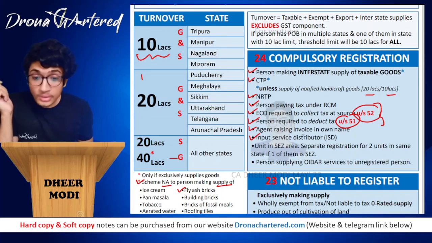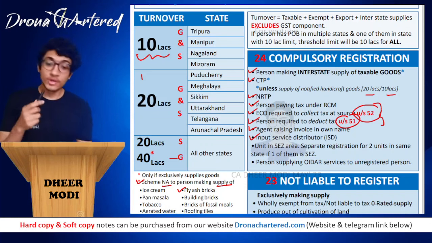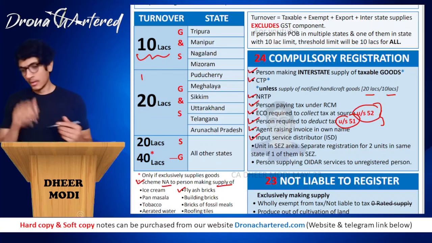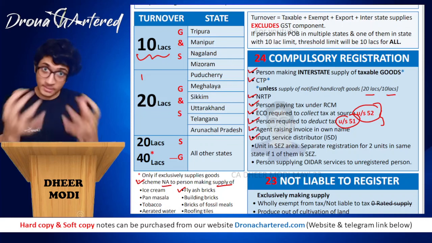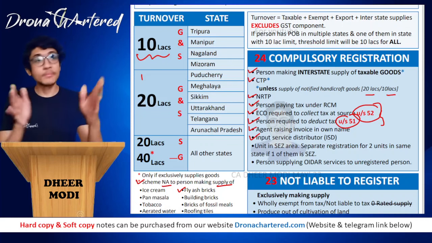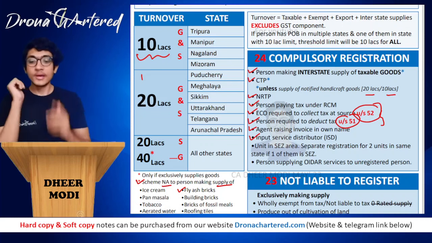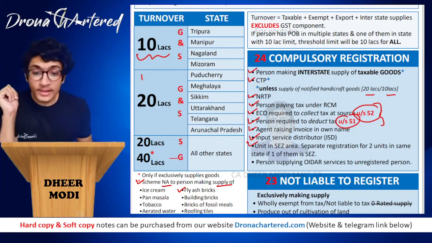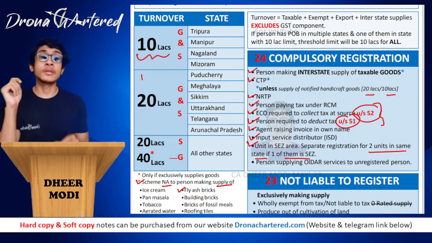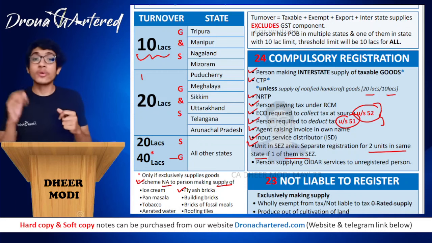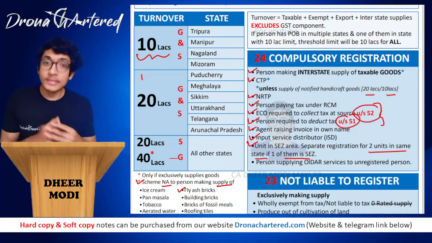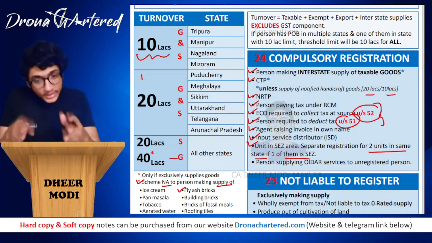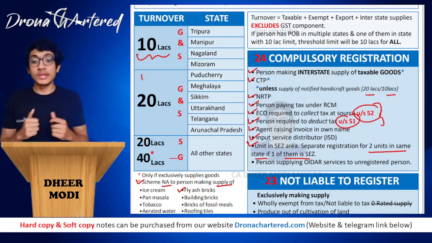Next is your input service distributor, that is your ISD. If you remember, we did this while doing ITC. I also explained what your input service distributor means. One person gets all the ITC, and then he bifurcates it, he distributes it to your different units. Any unit in SEZ area needs separate registration for two units in the same state if one of them is SEZ. For example, in Maharashtra, your Airoli area in Bombay is a SEZ, that is your special economic zone. So if you have one unit in SEZ and one unit in non-SEZ, you will have to take two separate registrations even though they are in the same state.